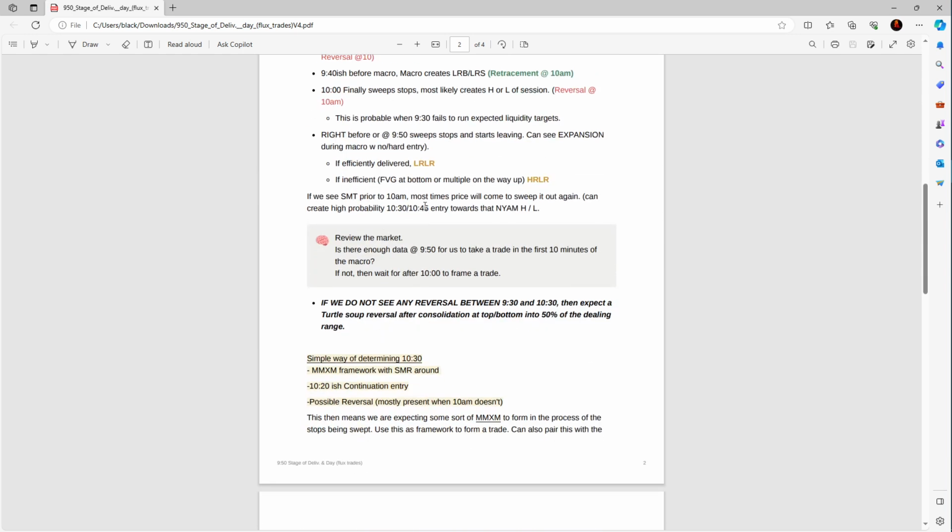If we see SMT prior to 10 a.m., most times price will come out stupid again. That's the same thing with if 9:30 creates an SMT where ES runs out their stops and NQ fails to, we most likely will return to that 9:30 high. So if we see SMT prior to 10 a.m., most times we'll return, when it says come and sweep it out again, that means we'll return to the 9:30 higher low. And this can create a high probability 10:30, 10:45 entry towards the AM higher low.